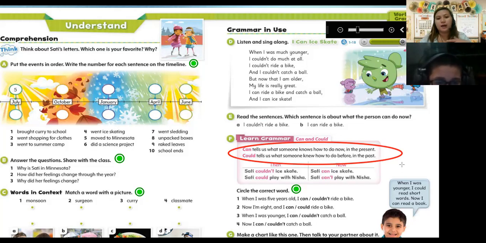Okay, so we have it here. Can tells us what someone knows how to do now, in the present. Again, when we say can, it tells us what someone knows how to do right now, in the present. For example, I can read. It means that I know how to read now. Could tells us what someone knew how to do before, in the past. That's the difference between can and could. Could tells us what someone knew, meaning that person already knew about that before in the past.